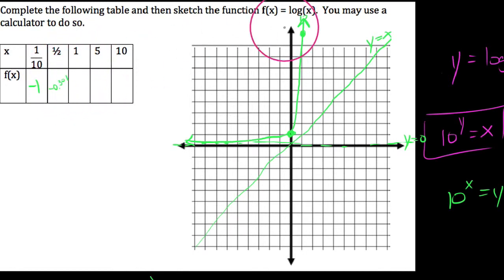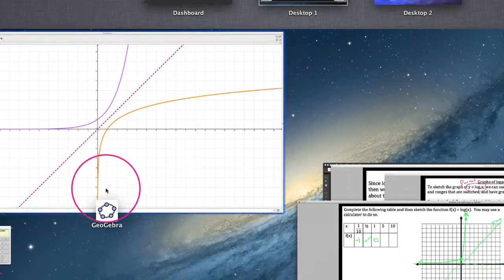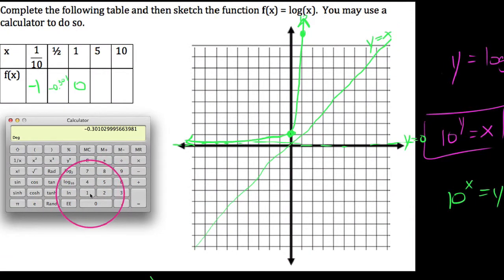How about 1? Oh, the log of 1. We should know this one. What could I take anything to the power of to get 1? Should be 0. Should be 0 here, but let's check it out on the calculator. We say, okay, so 1, log base 10 of that is 0. Okay, remember the log of 1 is always 0.